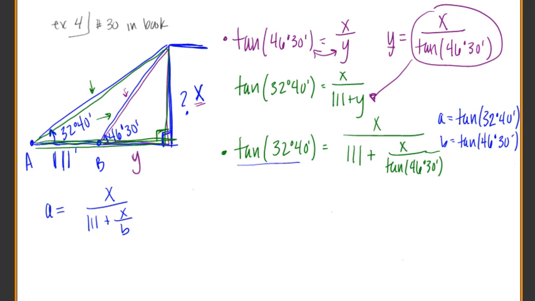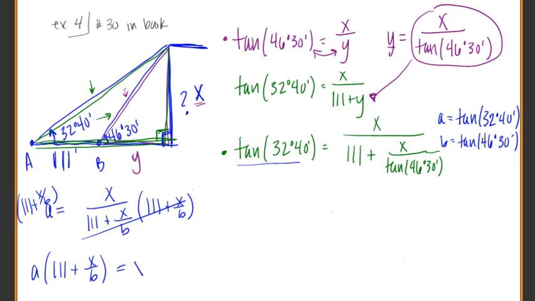So then what's the next step? Well, let's try to get rid of the fraction on the right side. So if I multiply both sides by 111 plus x over b, so over here on this side, I'm going to do 111 plus x over b. Then what that's going to do is take all that away. Okay, so I have a times 111 plus x over b equals just x. So all that's gone away.